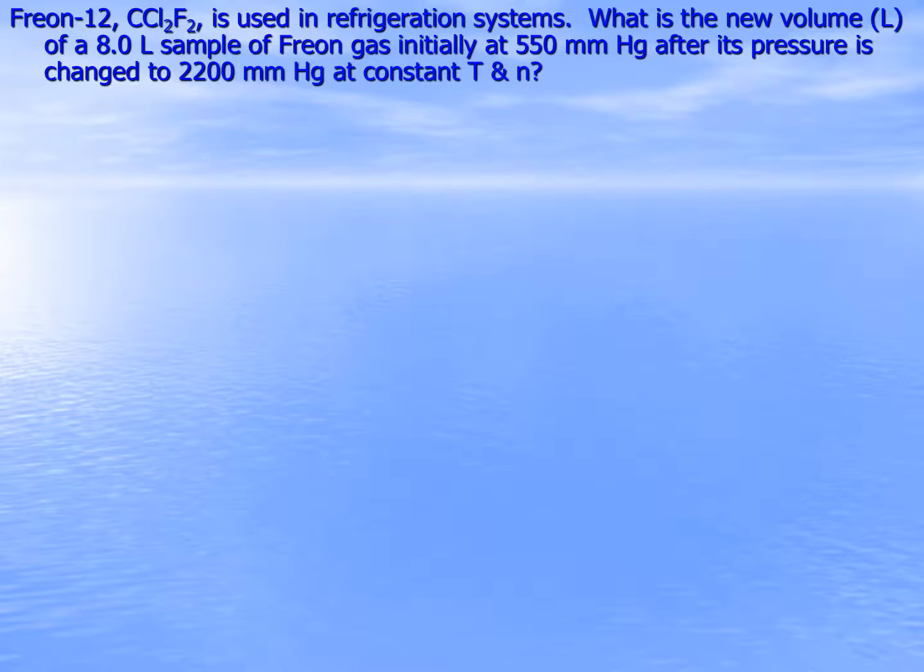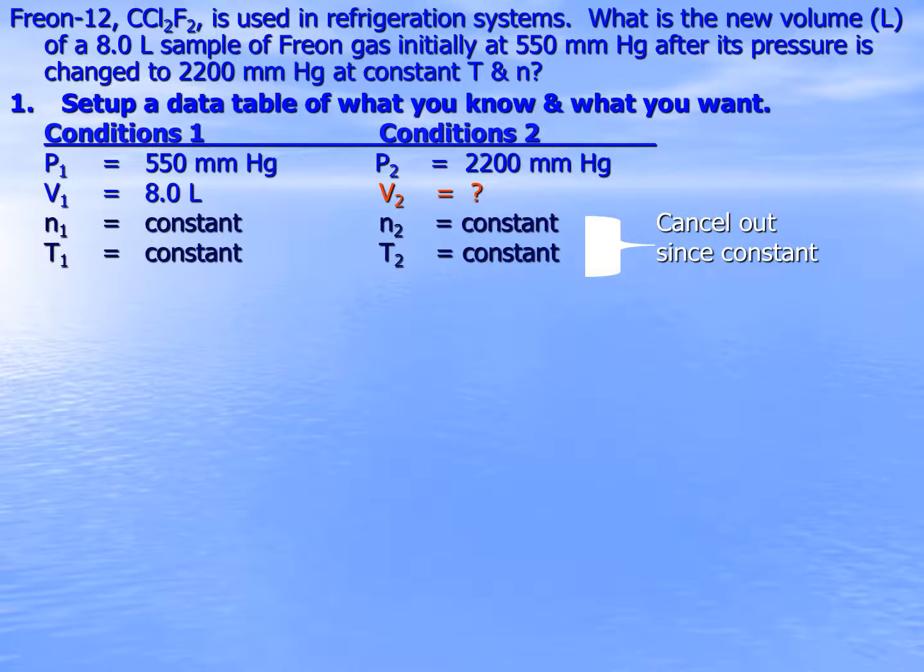Okay, here's our first math problem. Freon 12, used in refrigerators and air conditioners. What would be the new volume in liters of an 8-liter sample of Freon gas if it starts out at a pressure of 550 millimeters of mercury and the pressure changes to 2200 millimeters of mercury? We're holding temperature and moles constant, so we should be doing a Boyle's Law problem here.